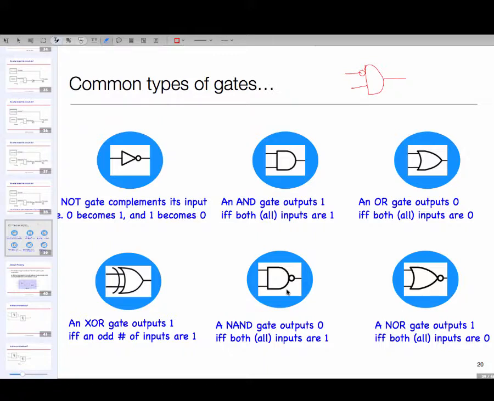Anyone? So how would you do it? Let's say I give you an infinite supply of NAND gates. Can you make an inverter? I see you saying yes. Anyone else believe you can?